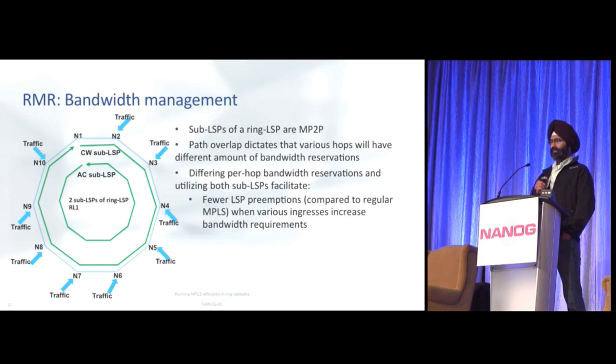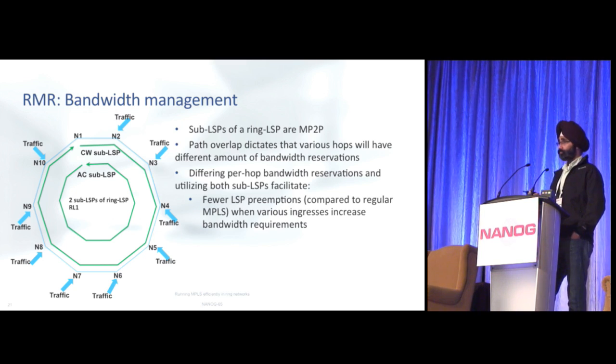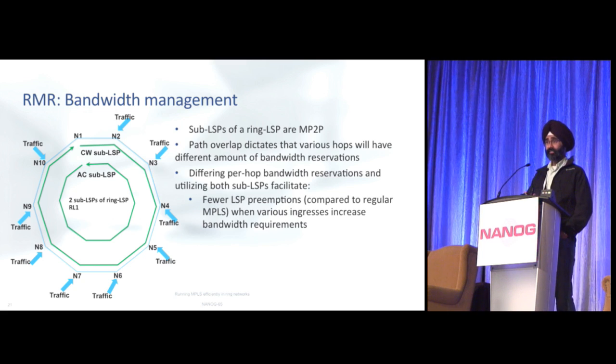The key thing about how bandwidth is managed in RMR is that since you may potentially send traffic on both the sub-LSPs, you're able to utilize your ring better. And by being able to use both the sub-LSPs, there is potential for reducing preemptions.